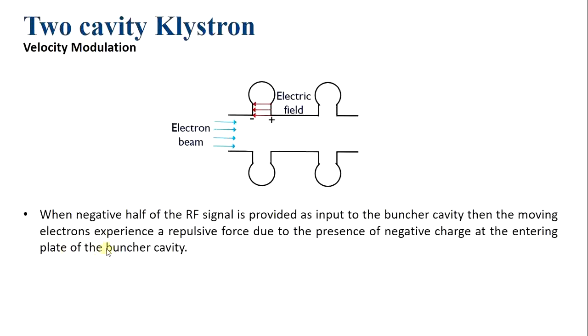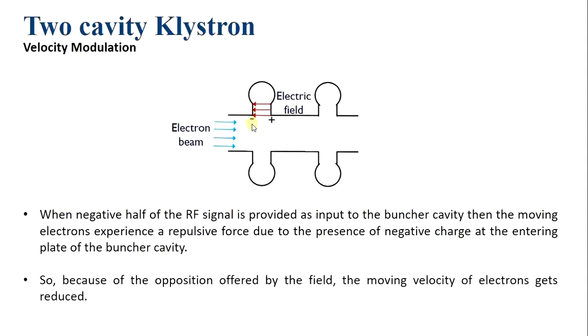When the negative half of the RF signal is provided as input to the buncher cavity, then the moving electrons, if they are moving in this direction, are negatively charged, and here the electric field has negative charge at this side. So the electrons experience a repulsive force due to the presence of this negative charge at the entering plate of the buncher cavity. Because of this opposition offered by the field, the velocity of the electron gets reduced, that is they get deaccelerated.